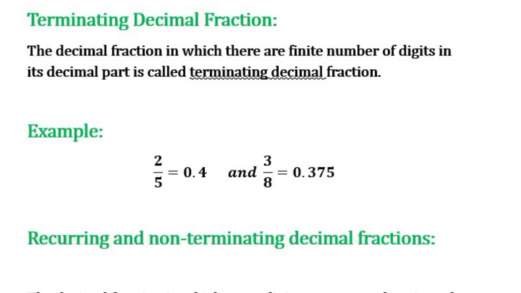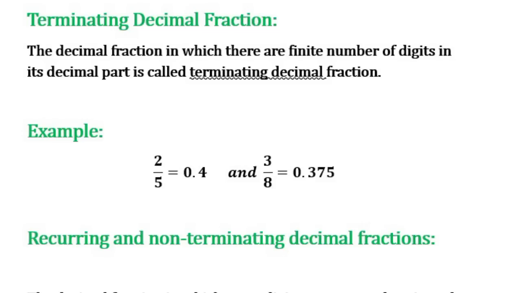Look at the example given: 2 by 5. By solving this we get 0.4 in decimal form. And 3 by 8, by solving this we get 0.375. This is also a terminating decimal fraction because the decimal is terminated.